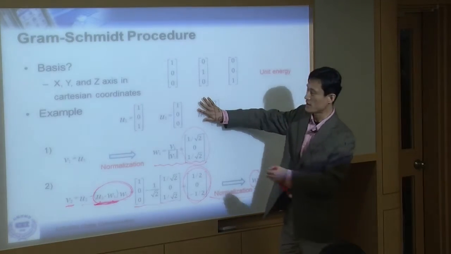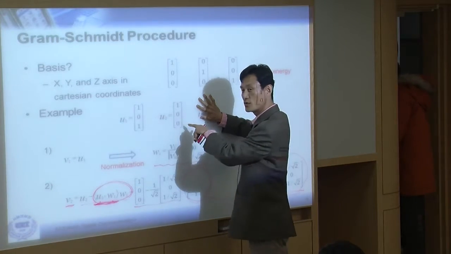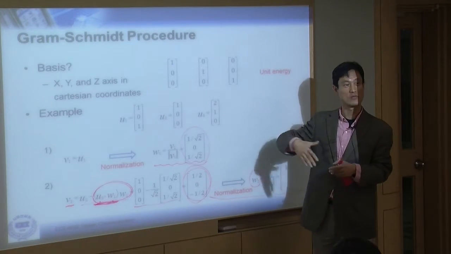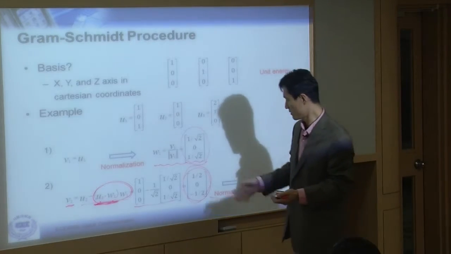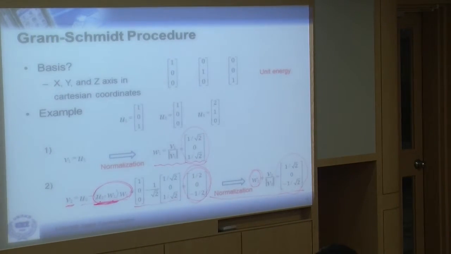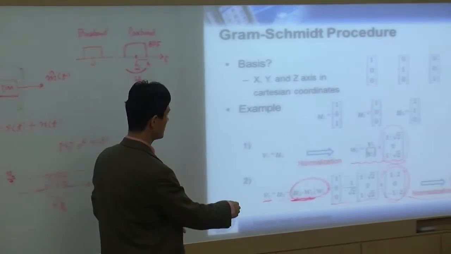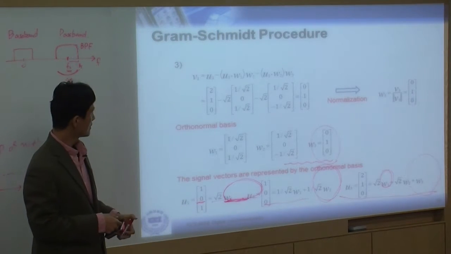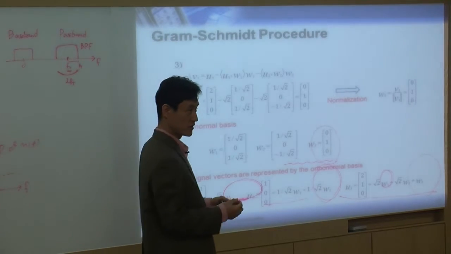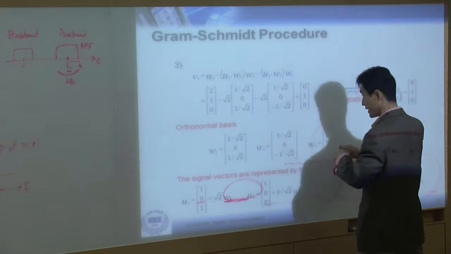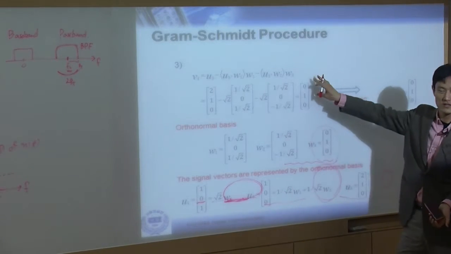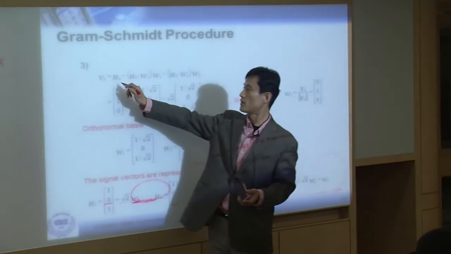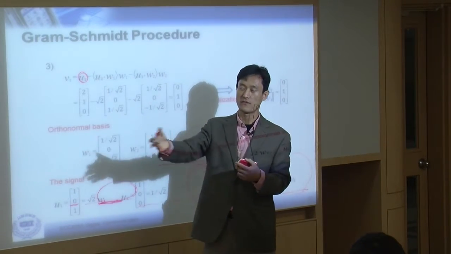So in the original question, if we have only 2, this is the end. But now we have one more vector, right? So we have one more step to do. But W1 and W2 are the final answer for the first two vectors. But now we have one more vector, so let's keep moving. And the last step to do is the same thing repeated in the same way. U3 is our third vector.